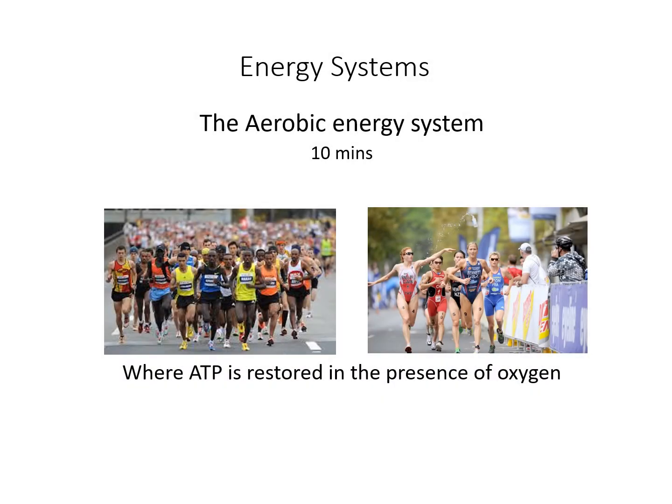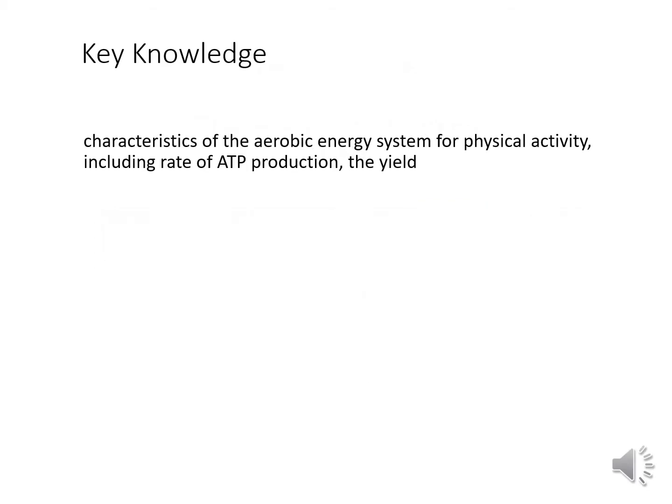The third and final energy system is the aerobic energy system. As the name suggests, this is where oxygen is used to break down the chemical fuels to provide ATP. Key knowledge is similar to the other two energy systems, just knowing how the chemical pathway is formed and a whole range of characteristics: peak power, rate, intensity, byproducts, that kind of thing.